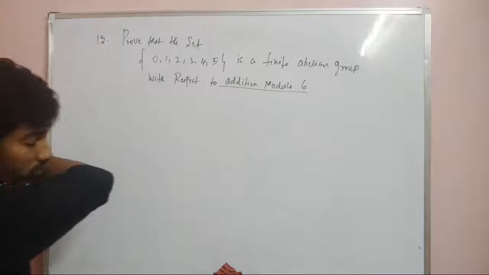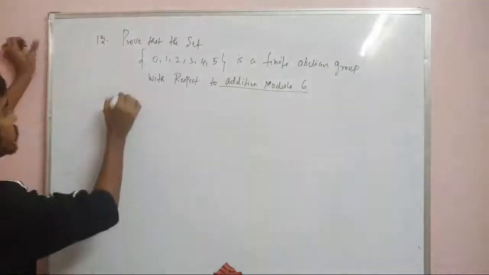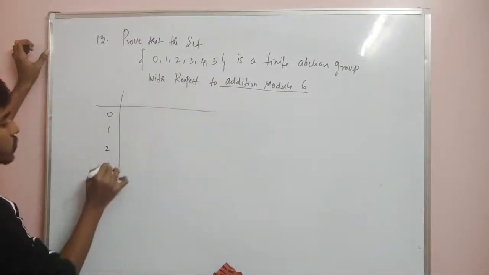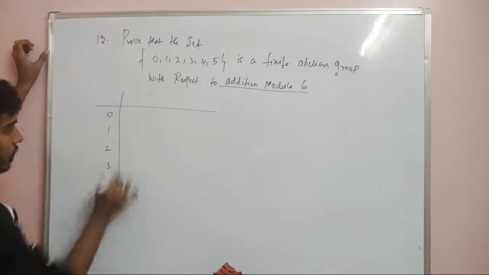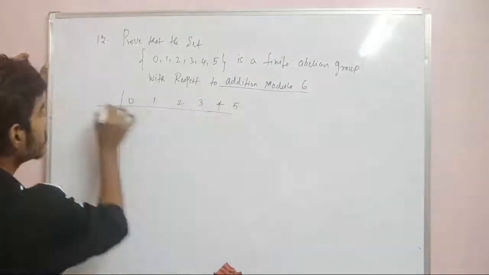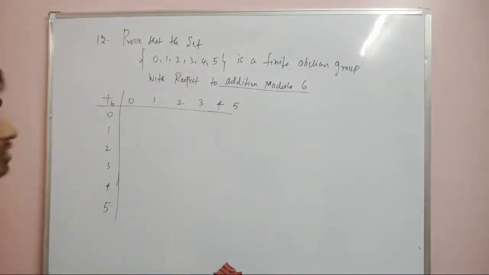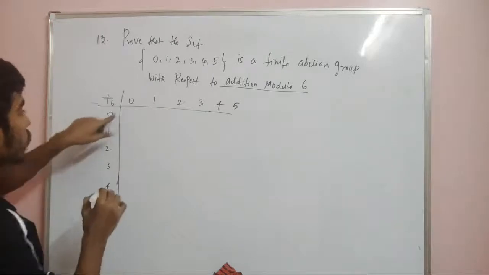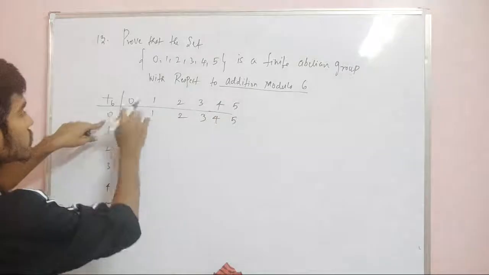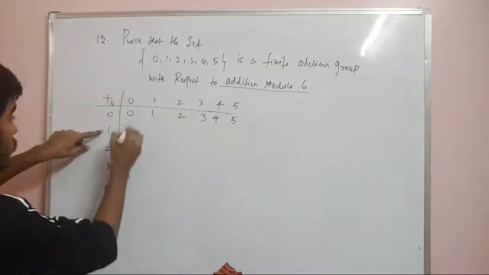Before that, whenever we have a finite group, it is always advised to make a Cayley table. So here 0, 1, 2, 3, 4, 5, and again 0, 1, 2, 3, 4, 5. The operation is addition modulo 6, so plus and in the suffix you need to write 6. So you need to add. 0 plus 0 is 0, 0 plus 1 is 1. You can straight away write those elements because 0 is our identity element here. So 1 plus 0 is again 1.